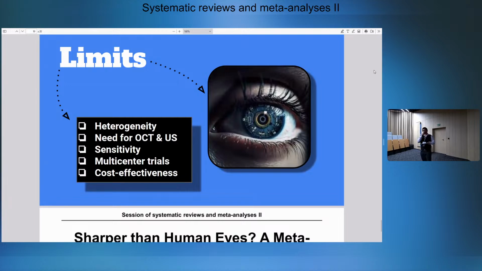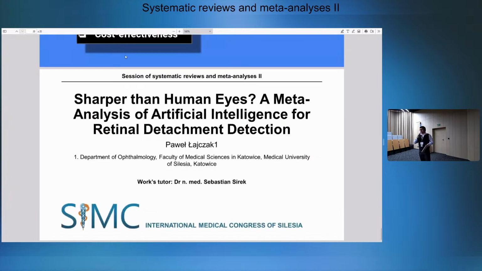Unfortunately, our systematic review and diagnostic meta-analysis is not without limits. First of all, heterogeneity among the methodology of the studies was observed. Additionally, there weren't that many OCT and ultrasound images reported, as most of the imaging modalities included over 12 studies reporting fundus imaging. Additionally, our analysis did not perform a cost-effectiveness analysis, which would be valuable for clinical implementation in future practice. Thank you very much.